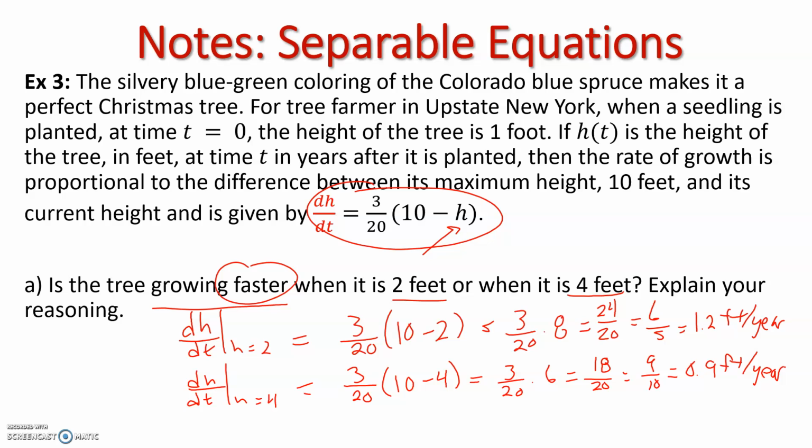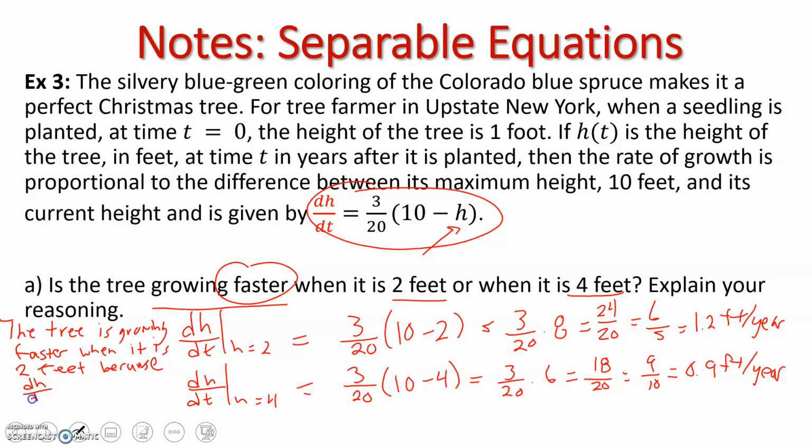The question is, when is the tree growing faster? Well, we will say the tree is growing faster when it is 2 feet. Why? Well, because our dH/dt at 2 is greater than our dH/dt at 4. And that's it for part A.